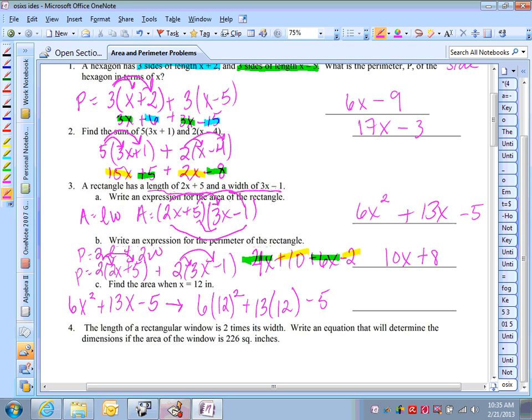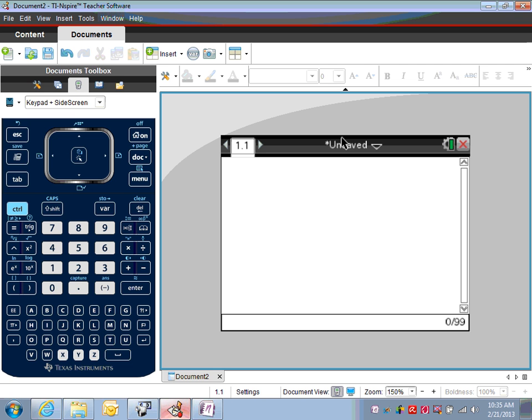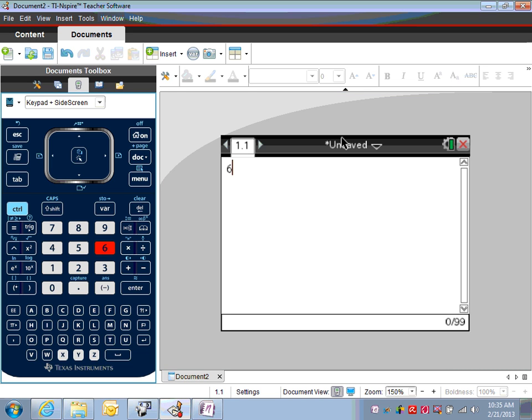So I just go to my calculator now and plug in what I see right here. I'm going to plug that into my calculator to come up with a number. So turn your calculator on, get to a calculator page, and you type in 6 times 12 squared. Be careful that your parentheses are only around your 12, because some of you are going to put 6 times 12 and then square that value, but we only want the 12 to be squared. Okay, plus 13 times 12 minus 5. When you enter that, you get 1,015.